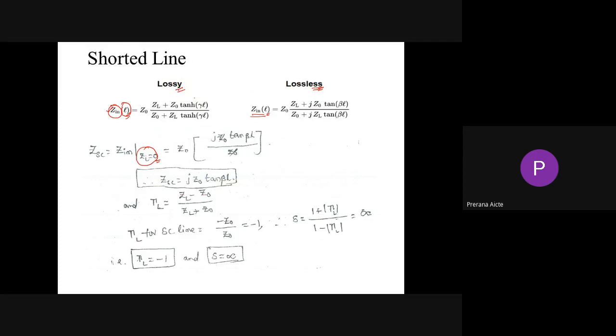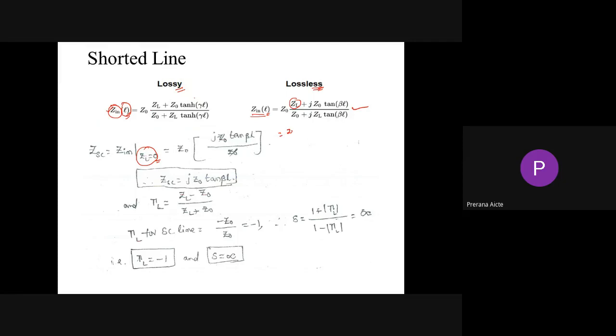For a lossy transmission line, it depends upon the conductor materials. That's why we use only the lossless transmission line. Now, in this derivation, in this equation, we have to substitute Z of L equals 0.